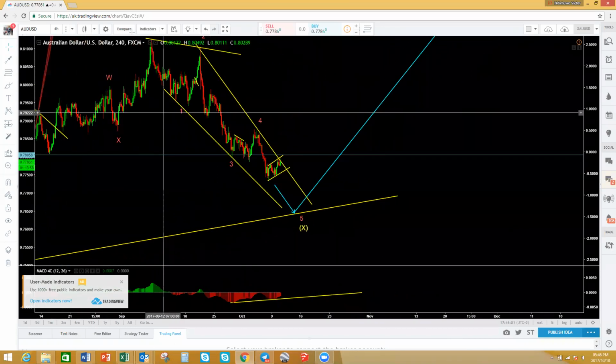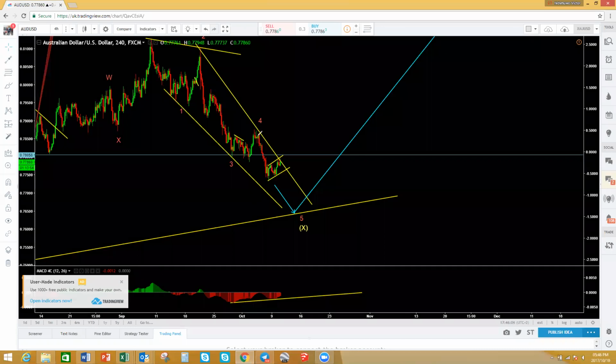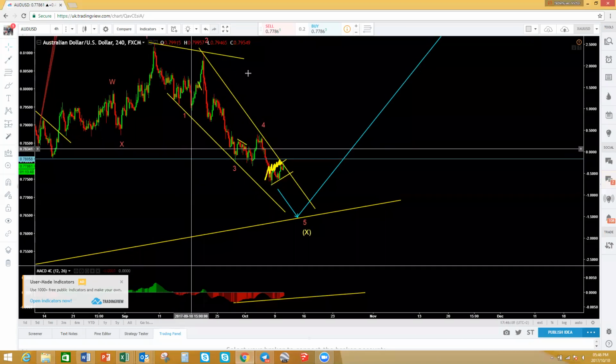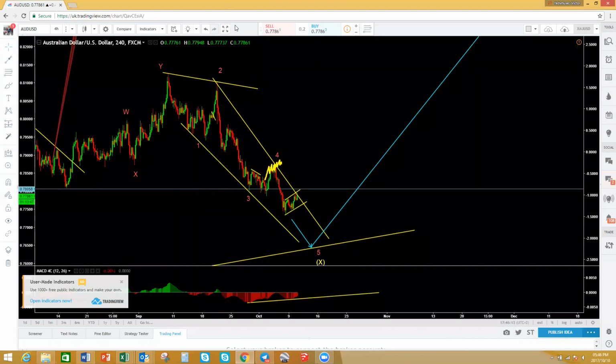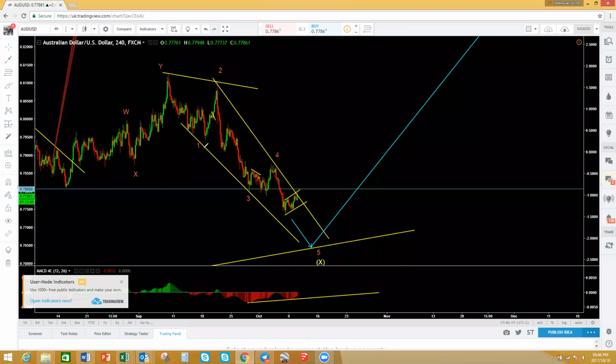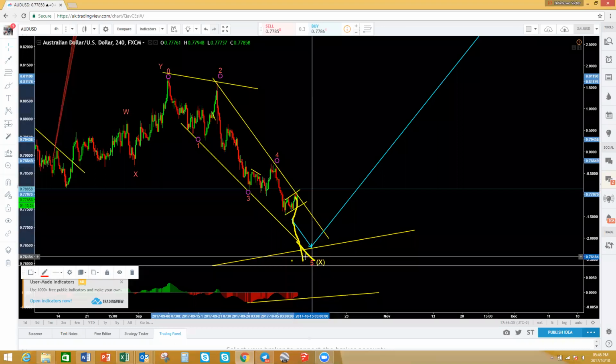So what is happening now is that you've got the impulse, you're getting a flag. And this is actually ending as a diagonal. It's ending as a diagonal in X. 1, 2, 3, 4, 5 needs to happen. And after this flag, I'm anticipating that we're going to get a break to the downside. Maybe even a push, because with a diagonal, we know the rules of a diagonal. Okay. Then this 5 can even push down here.